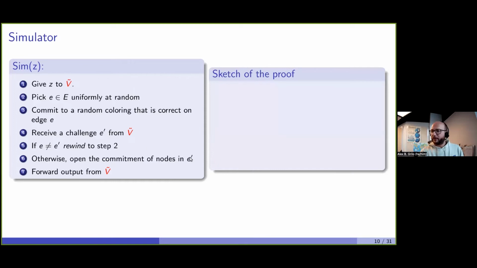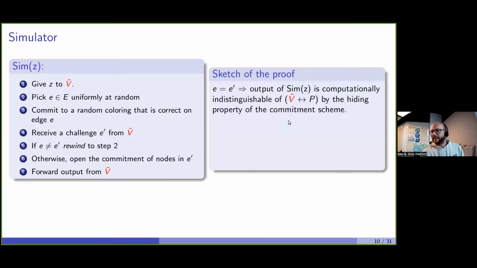The only thing that we need to see is that whenever these two edges are the same, the output of the simulator is indistinguishable from the output of the protocol because of the hiding property of the commitment scheme. The key point here is that since the commitment is hiding, everything that's not opened is indistinguishable from, say, the same color from the distinguisher's point of view. So this random coloring that you committed is not revealing any information about those colors that are not opened.